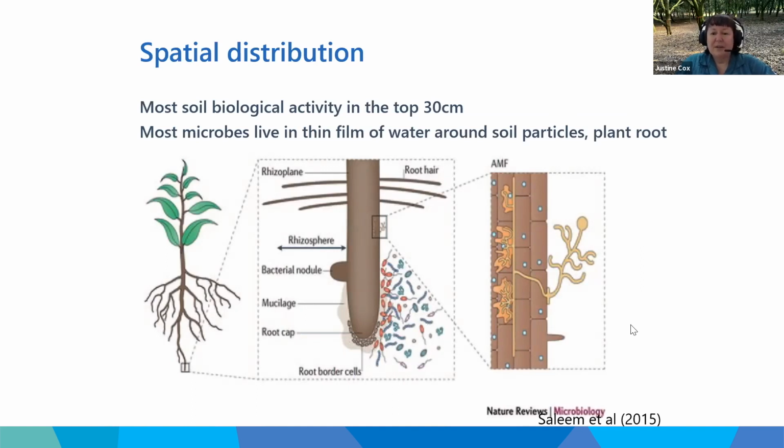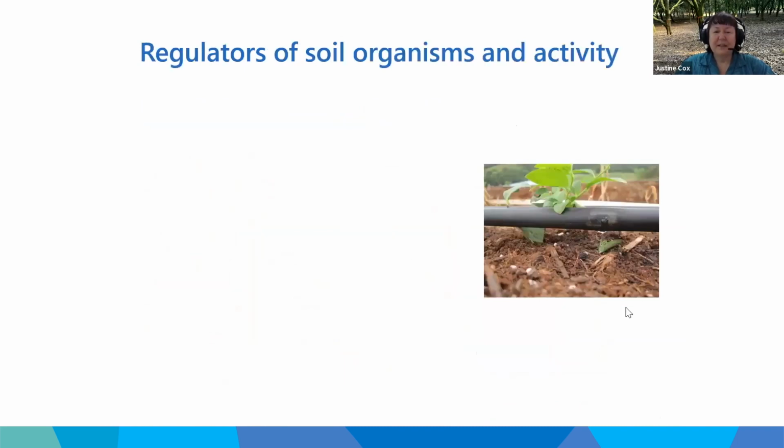On the right, you've got some fungi around on the outside of the root, or also entering into the cells and proliferating inside of the root. And some of these will be beneficial and some of these might be harmful. So what regulates soil organisms and their activity? Because if we want to know about them and see if we can manage them, we need to know what regulates them.